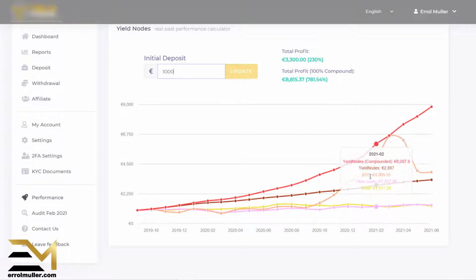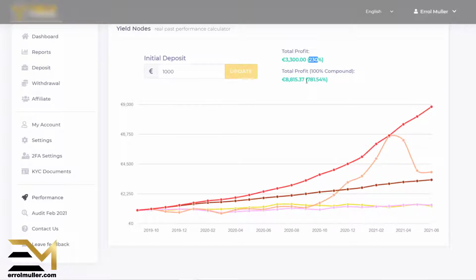And then forget about all the other ones. Literally just look at the top one, the one that says yield notes compounded. So over the course of 23 months, if you calculate or combine all of this, this is 23 months. So over 23 months, if you invested $1,000 and you got all these returns, you would have seen a 230% increase. Okay, because on average that is 10%.